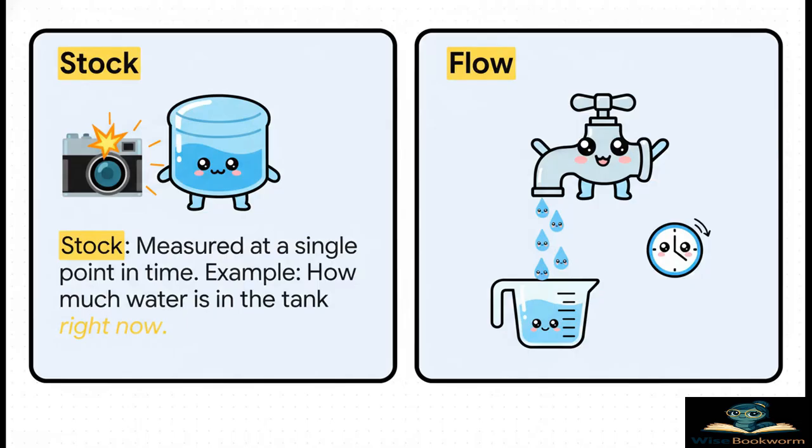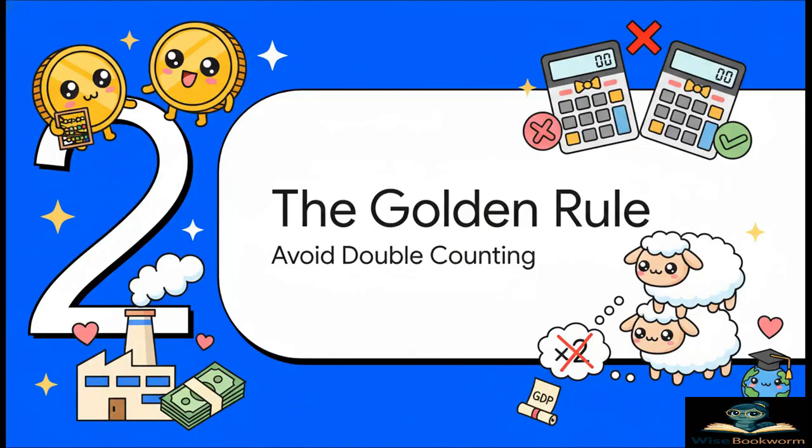And here's the perfect analogy for it. A stock is like a snapshot in time. How much water is in the tank right now? A flow, on the other hand, is measured over a period of time. How much water is pouring out of the tap per minute? When we measure the economy, we're not measuring the stock of factories, we're measuring the flow of what those factories produce, usually over a whole year. Okay, so we're measuring the flow of production in money terms.